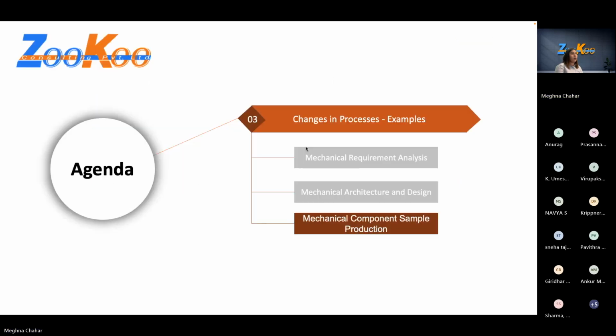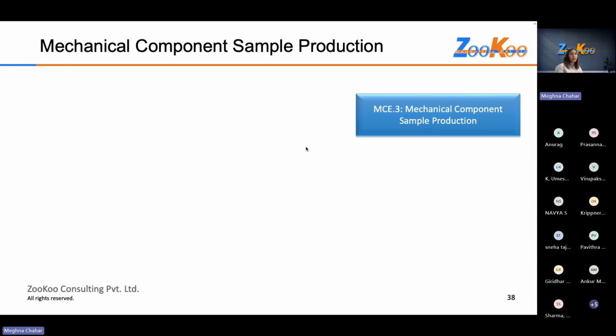Sorry. Next is our mechanical component sample production. So as I was already saying when I was explaining the entire hierarchy of all the processes, this particular process does not deal with your actual production, but it is about the support. Supporting, it is about producing your mechanical components, which basically represents the design.